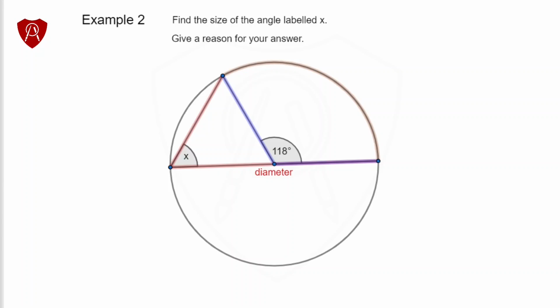Once that is established, we note that the angle at the center is 118 degrees and x is the angle at the circumference. So we need to divide 118 degrees by 2 to give us x is 59 degrees. Reason: angle at the circumference is half the angle at the center.